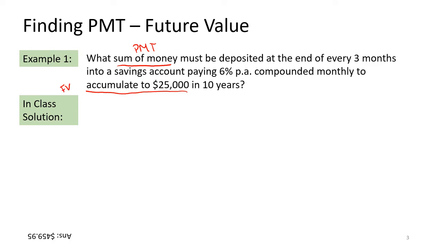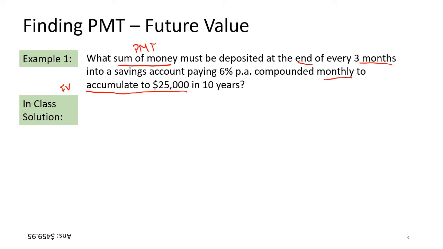The other items to note is money is deposited every 3 months, which is quarterly, and it's at the end of the period. But interest is compounded monthly. So payments at the end of the period make it an ordinary annuity. And since the compounding and payment frequencies are different, this is an ordinary general annuity.